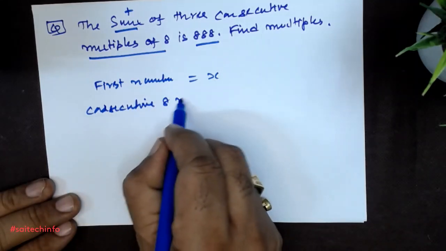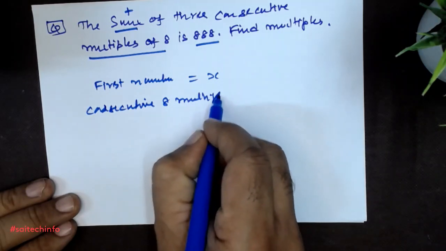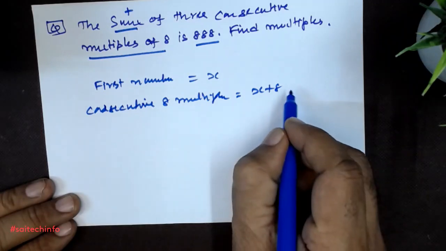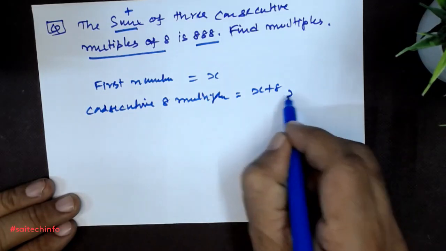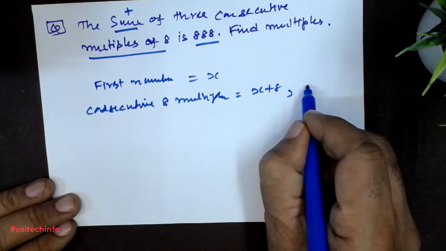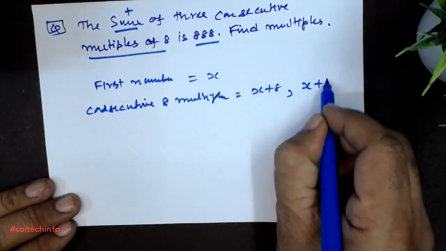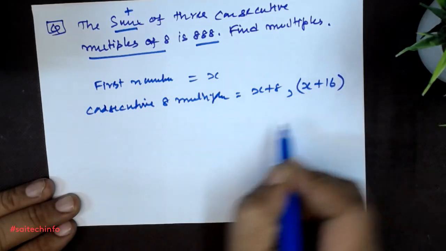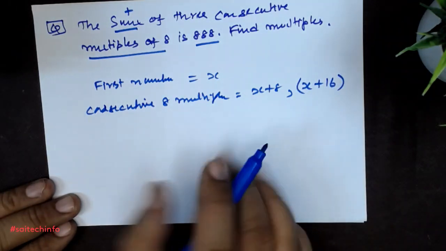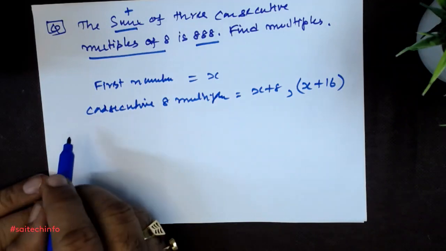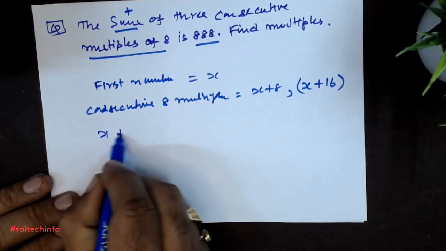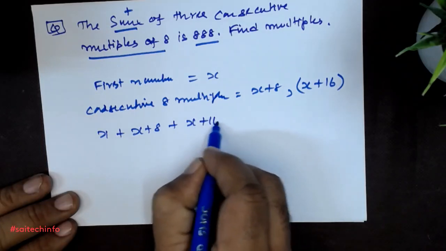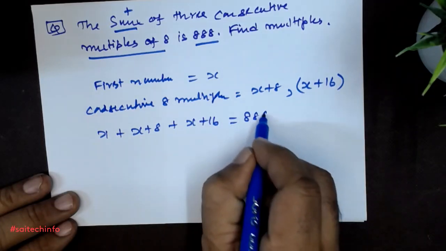So consecutive multiples of 8 means x plus 8, and another is x plus 8 plus 8, that is x plus 16. That is one multiple, two multiples, like that it goes. Now the sum of all these numbers means x plus x plus 8 plus x plus 16 is equal to 888.